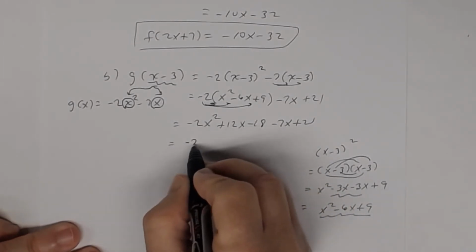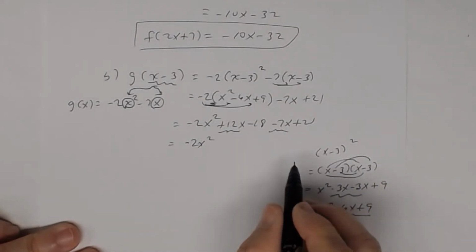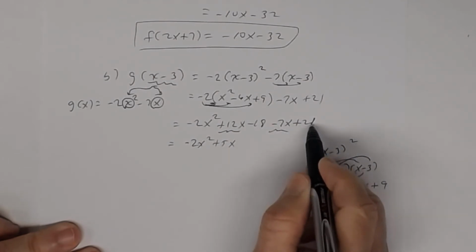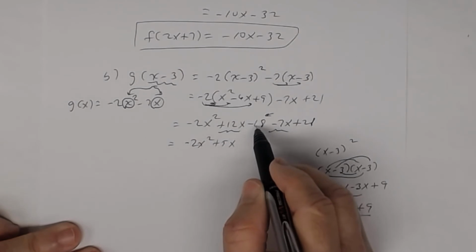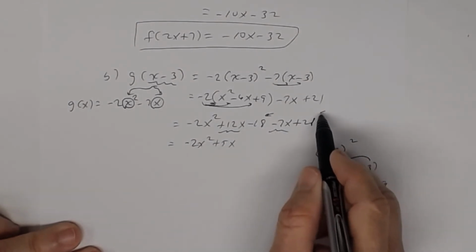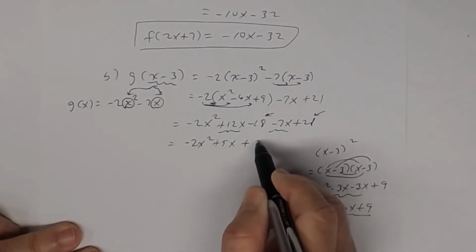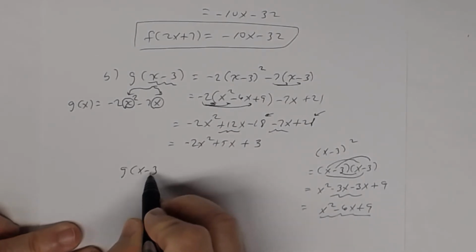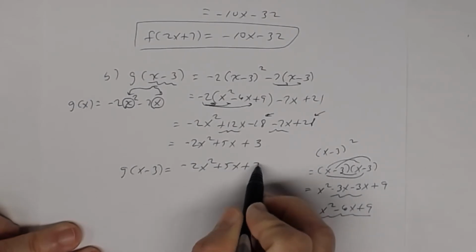I get negative 2x squared. 12x and a negative 7x is a positive 5x. Then the constants: a negative 18 and a positive 21 is a positive 3. And so there's your answer. g of x minus 3 is negative 2x squared plus 5x plus 3.